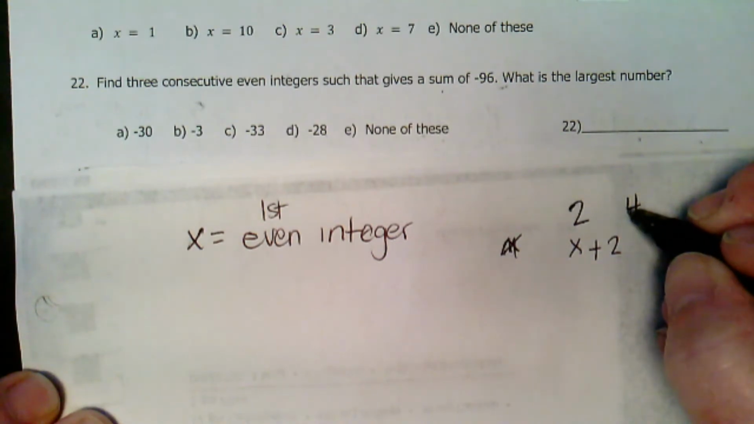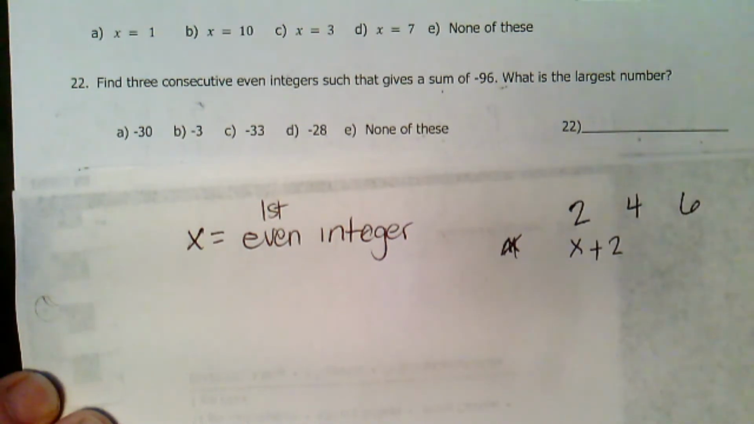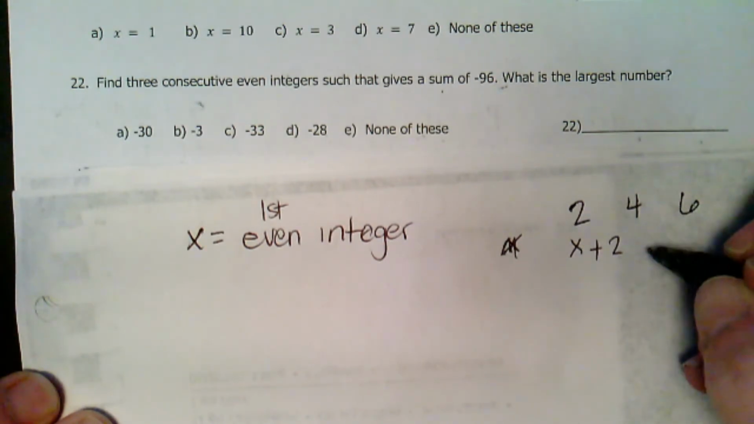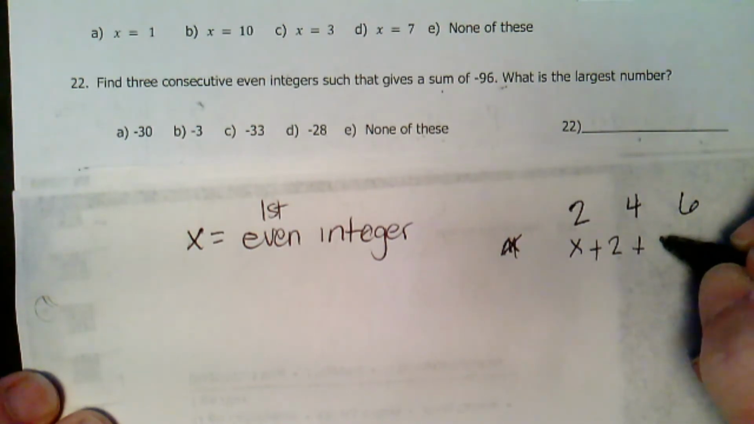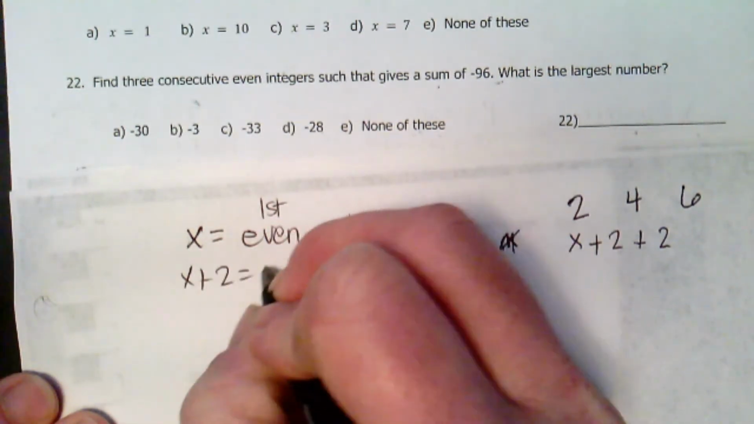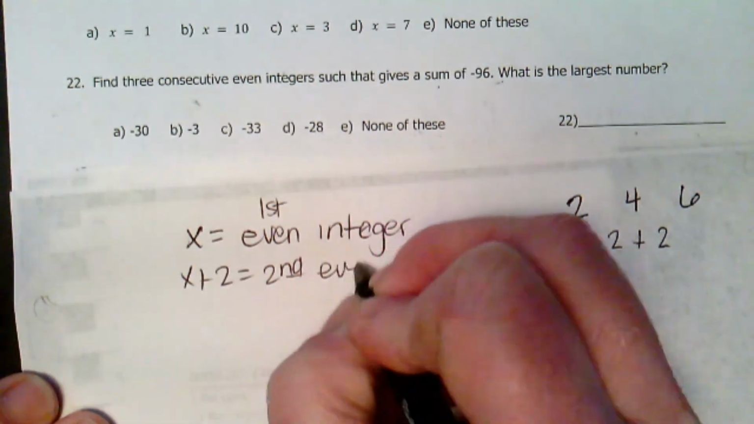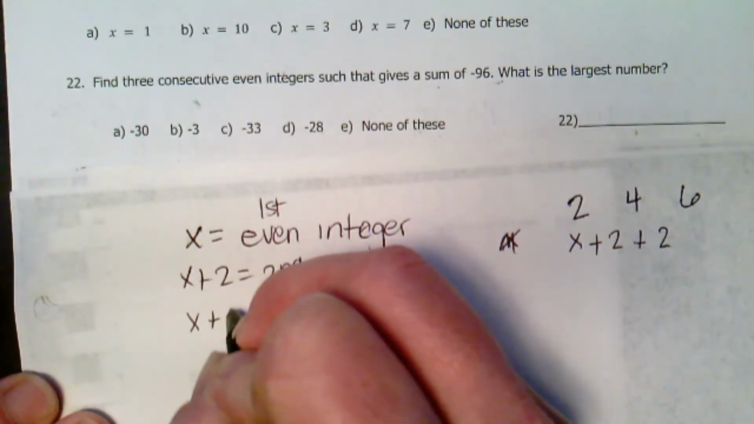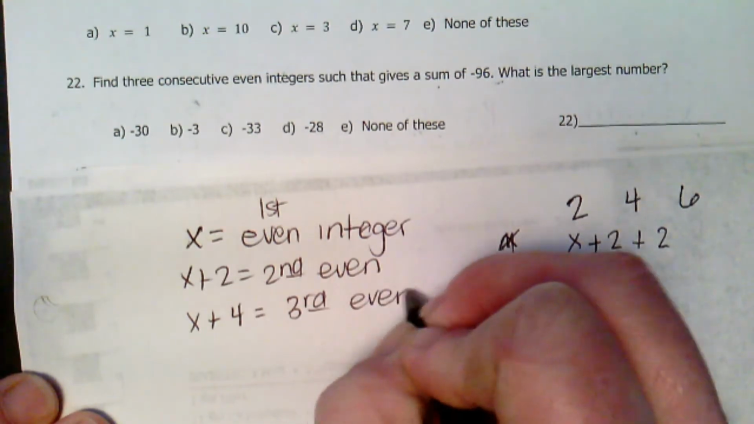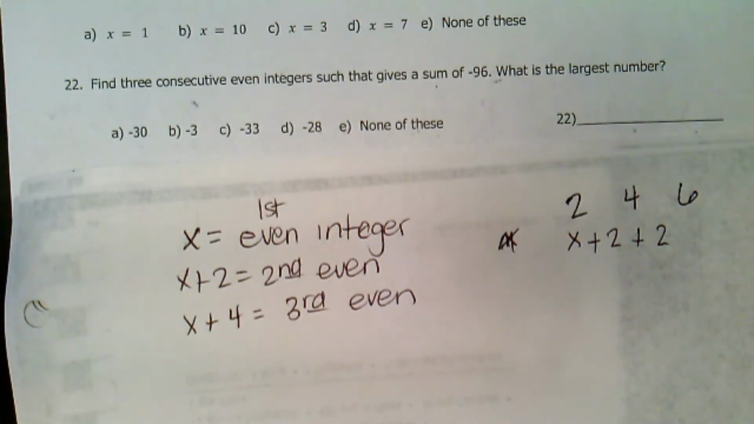So this guy, to get to the next one, would add a 2 to it also, but our unknown number would add another 2 to it. So our second even, and x plus 4 would be our third even.